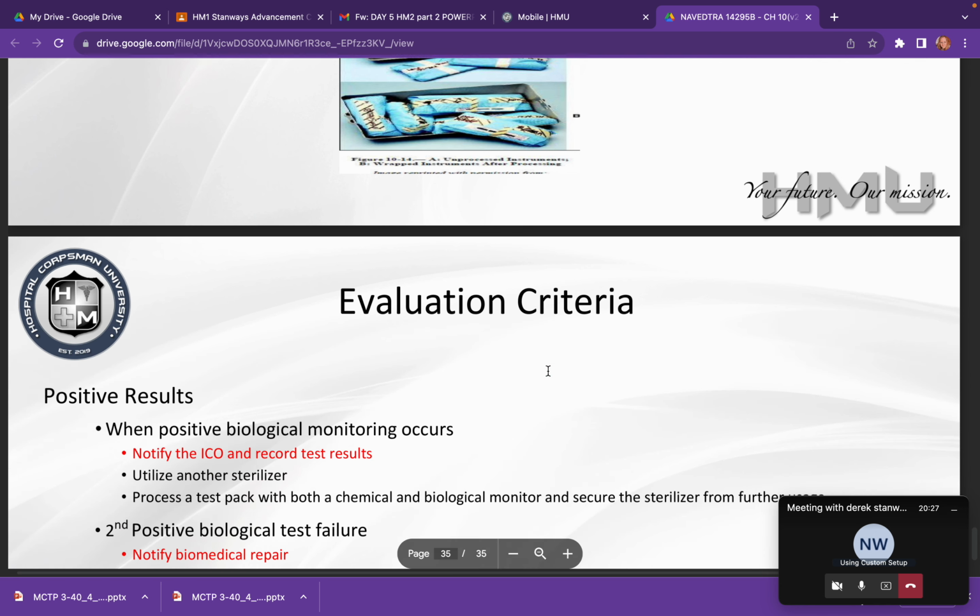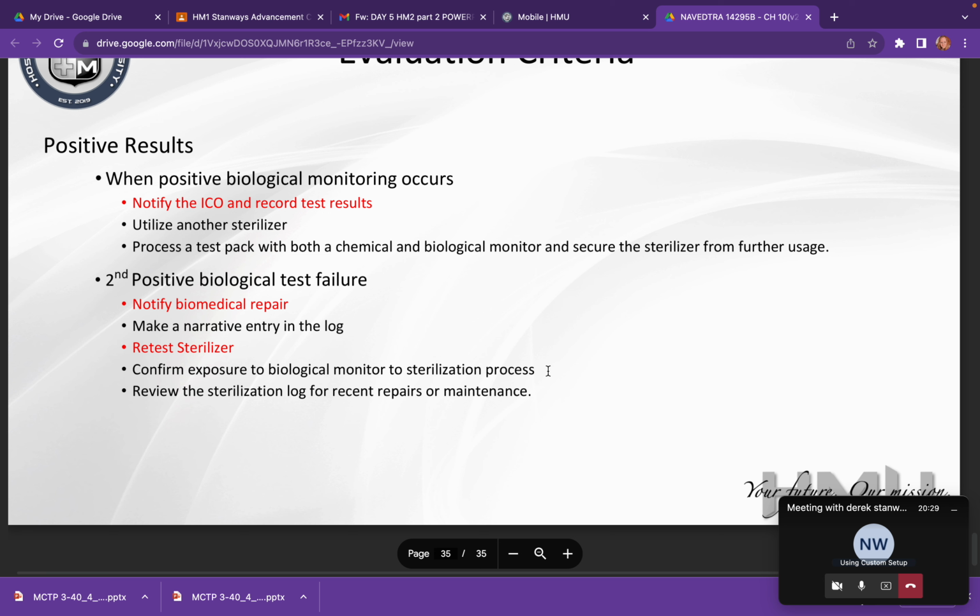Positive results. When positive biological monitoring occurs, notify the ICO and record test results. Utilize another sterilizer and process the test pack with both a chemical and biological monitor, and secure that sterilizer from further use. So if something is not right, we want to stop using that and test it on its own, so we don't further contaminate or improperly sterilize anything after.